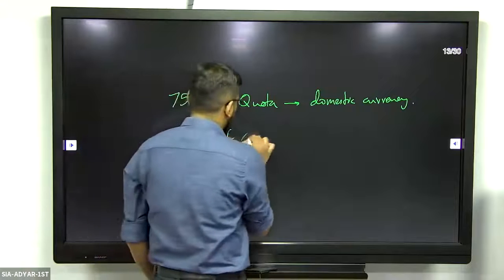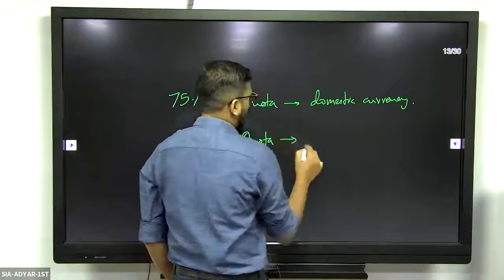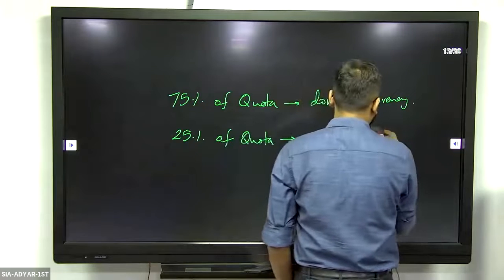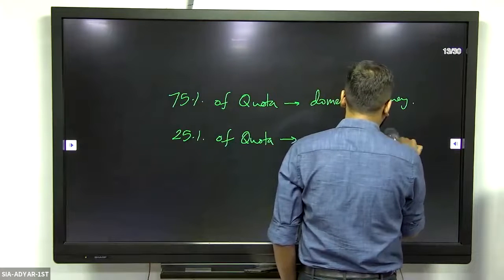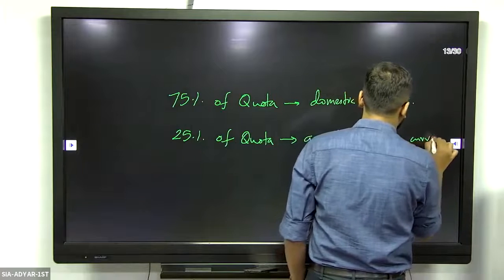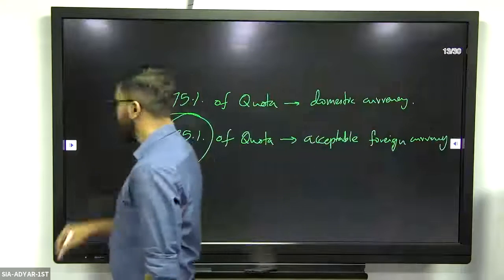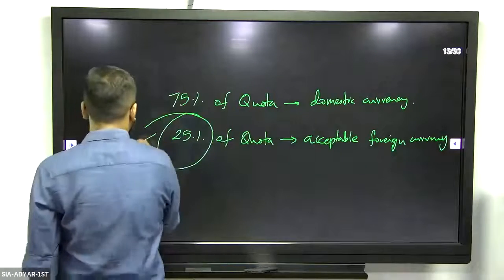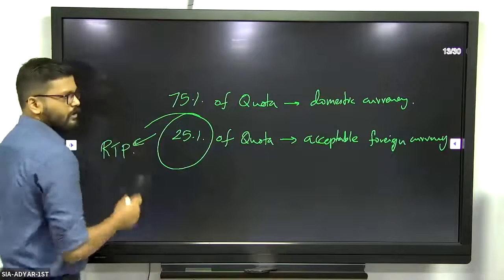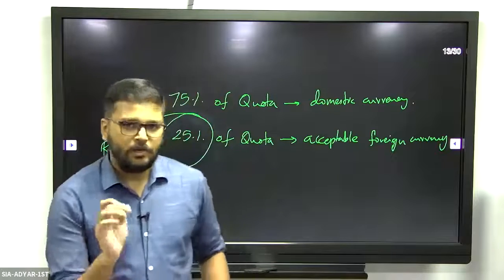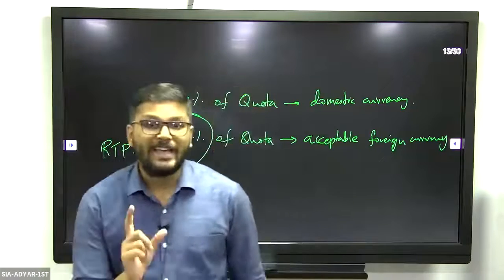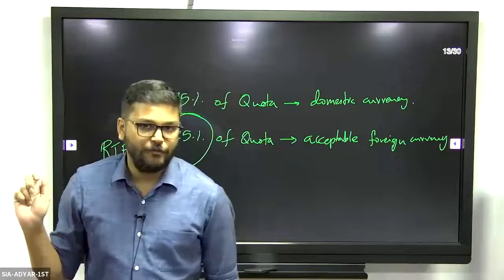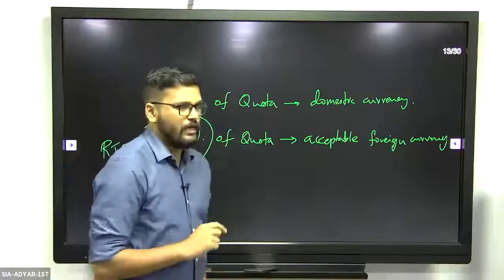25% of the quota has to be in the form of acceptable foreign currency. This 25% is what is called the reserve tranche position, RTP. Now, reserve, you can understand, it is kept as a reserve. Why is it a reserve for India in the first place? You need to understand that. We are giving it as a membership fee to IMF. Why is it a reserve for India?